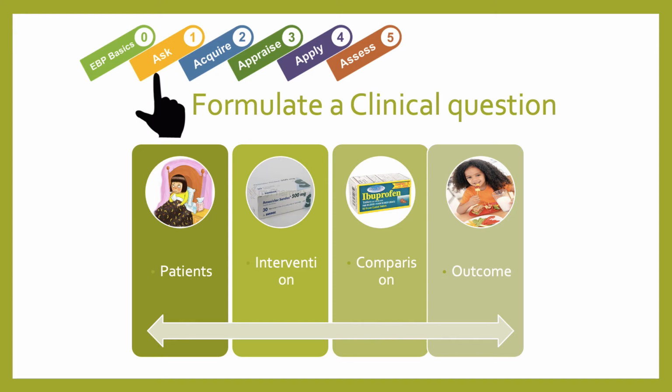The second question is, what is the intervention I am aiming for or comparing? What is the intervention I am asking about in that situation? In our case, it is antibiotics. The third part of your question, what is my comparative intervention? In our situation, we are comparing not giving antibiotics, only painkillers.